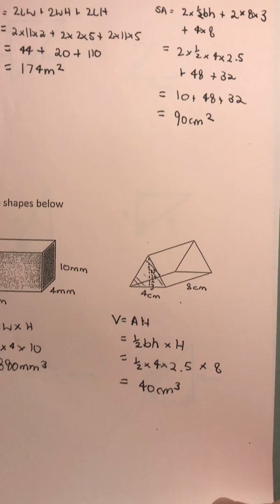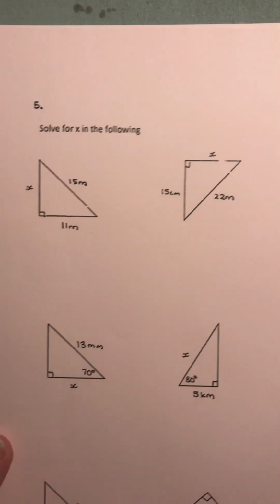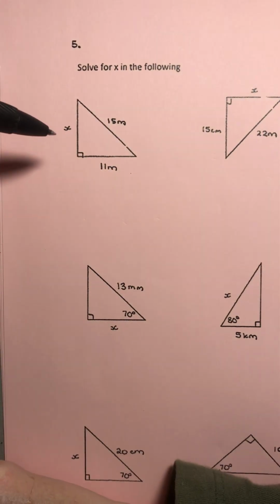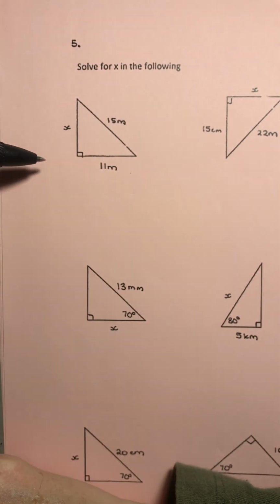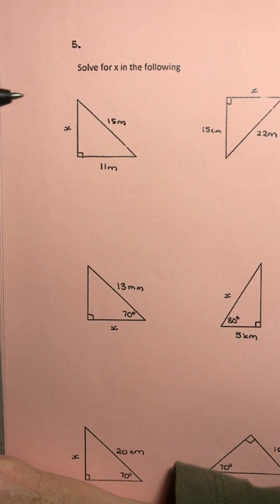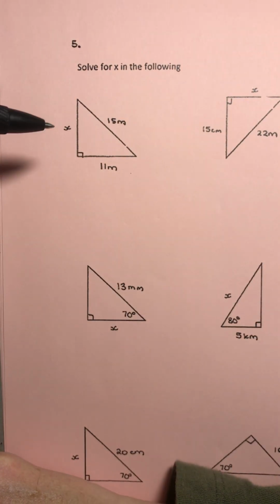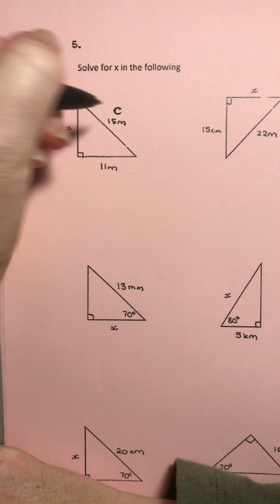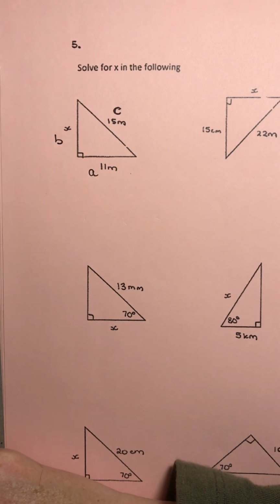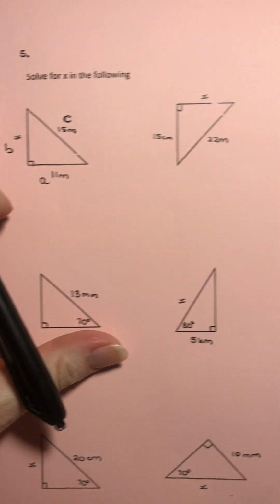Okay, on to our last page. We've got some Pythagoras and some trigonometry. So the first row here are going to be Pythagoras theorem. So I'm going to go through and label my triangles first. So here I've got my C on the 15, and then I can put my A and B on either of those X and 11.